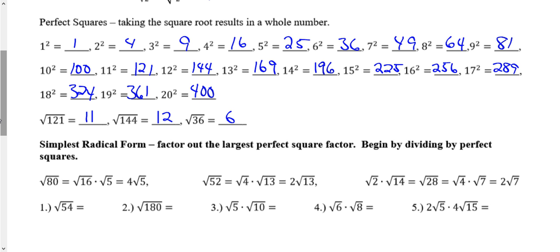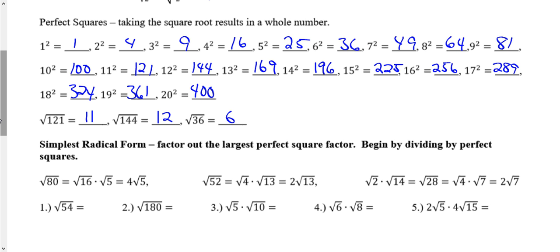So let's do 80 divided by 25. You probably already know it's not going to work, but you get a decimal, right? So 25 is not a perfect square factor. How about 80 divided by 16? 5. 16 is a perfect square. What's the square root of 16, guys?